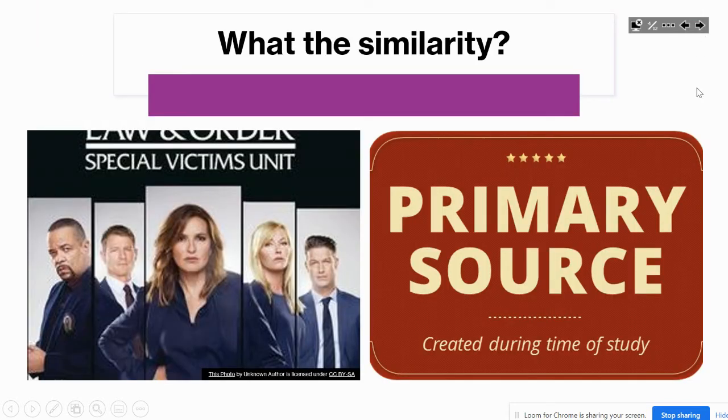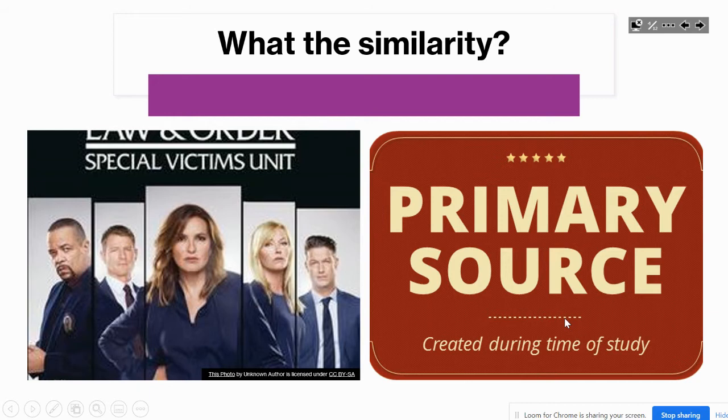All right. So here we have Law and Order Special Victims Unit and a picture of something that says primary source and the definition, right? But what's the similarity between these two concepts? If you watch TV a lot or you watch Law and Order Special Victims Unit, you might see a similarity. So what is the similarity here?